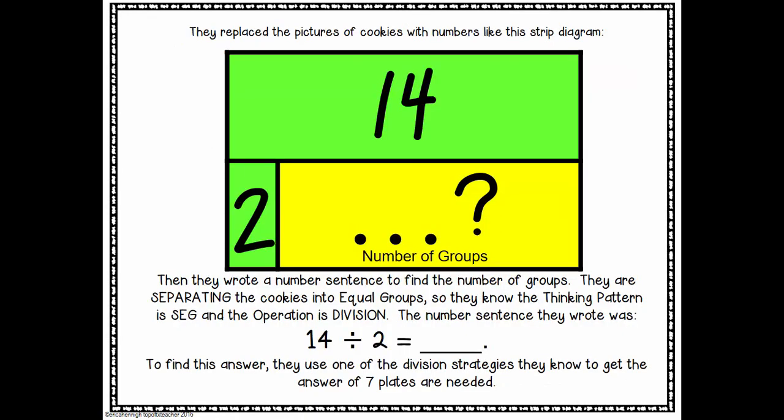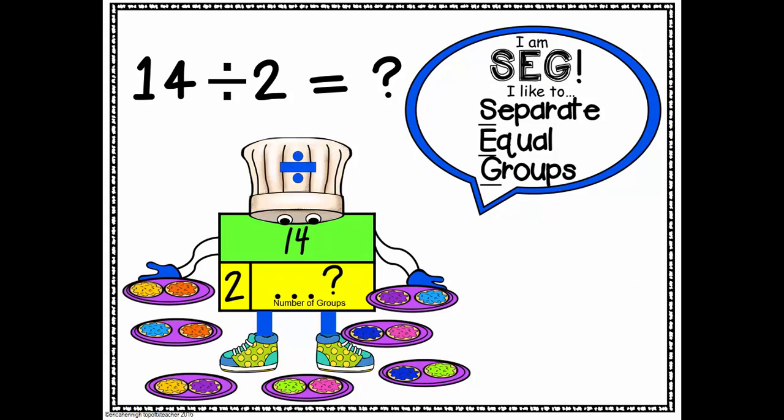They replaced the pictures of cookies with numbers like this strip diagram. Then they wrote a number sentence to find the number of groups. They are separating the cookies into equal groups, so they know the thinking pattern is Sag and the operation is division. The number sentence they wrote was 14 divided by 2 equals blank. To find this answer, they used one of the division strategies they know to get the answer of 7 plates are needed. I am Sag. I like to separate equal groups.